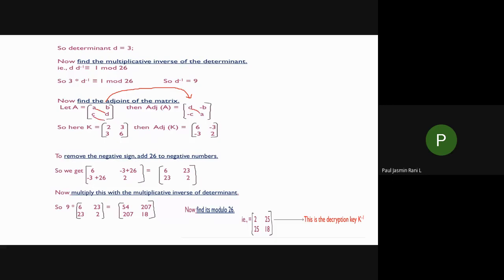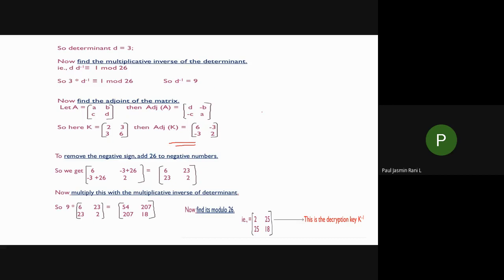Next, for C and B, you just change the sign of C and B. Similarly, for this 2 cross 2 matrix, I am just going to interchange the 2 and 6, so I am getting 6 and 2. You just reverse this. Then for this 3 and 3, you have to change the sign. Here you have a positive sign, so you have to change it to a negative sign, so you get -3 and -3. This is nothing but your adjoint of K.